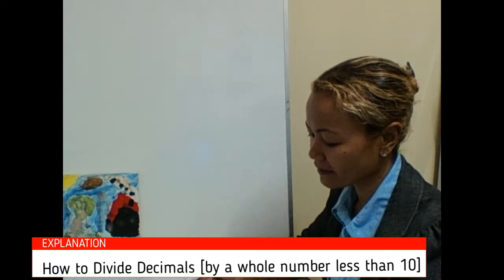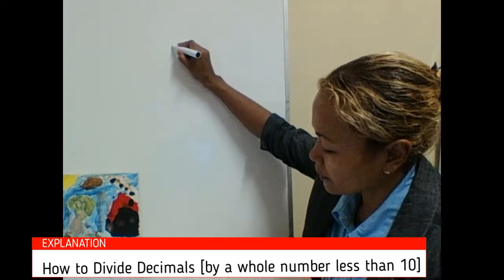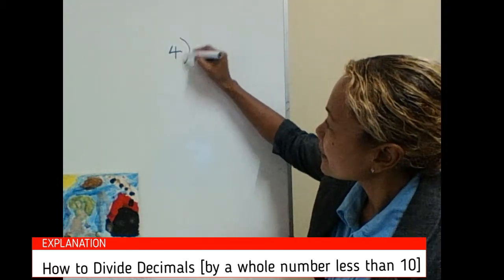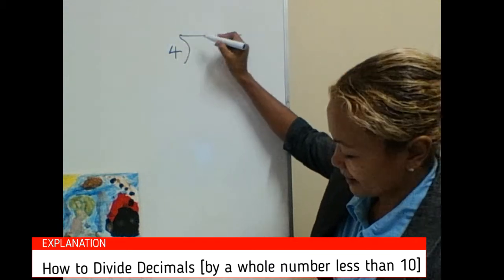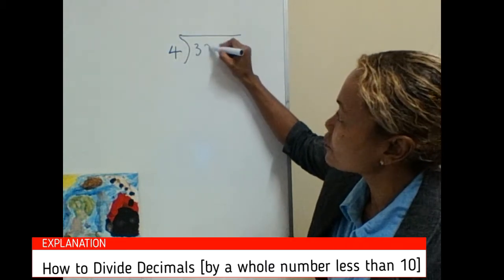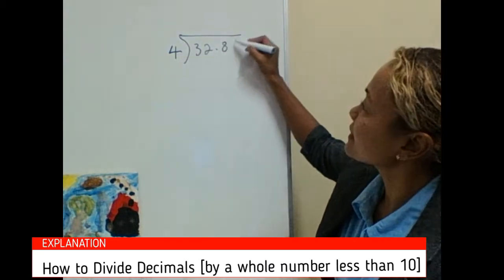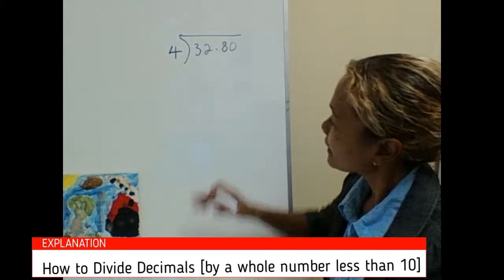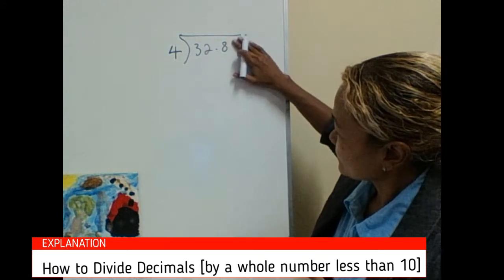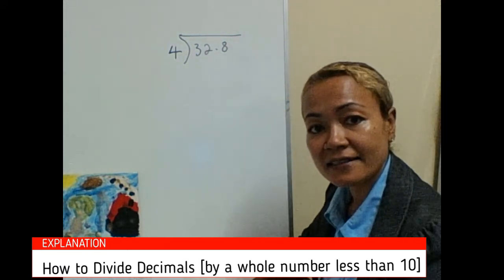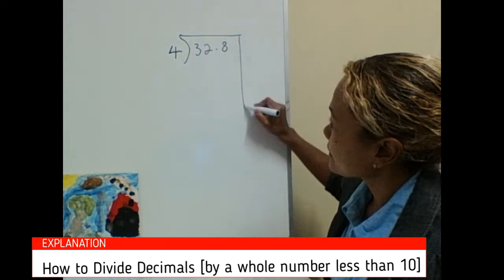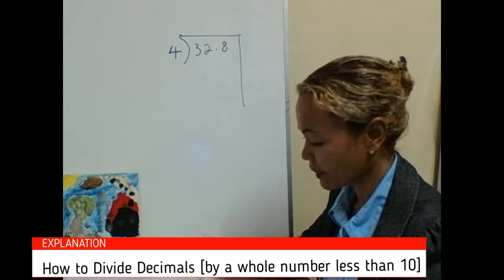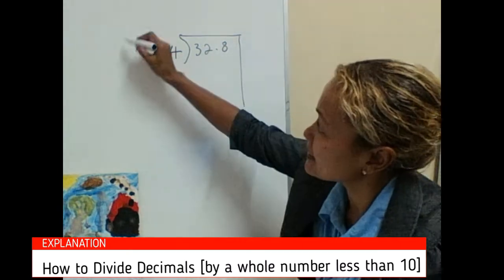First example I have here is 4 and the number 32.80. You can put just 8 there, it doesn't matter. 32.8 divided by 4. Okay, this is the first example.